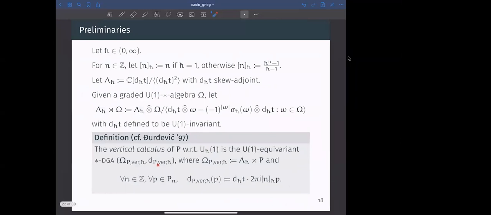And what we'll see is that there will be a specific choice of h bar forced upon us if we really want to make those constant curvature connections work as a principal connection that gives rise to a full star DGA.